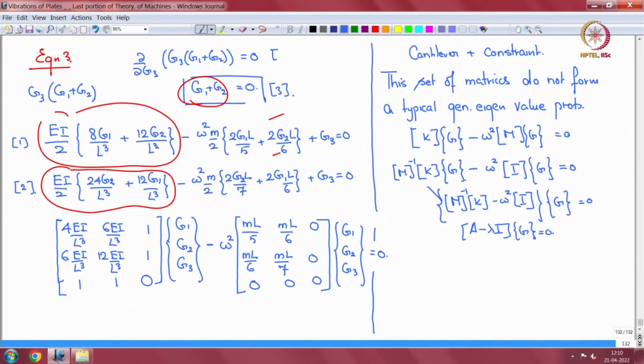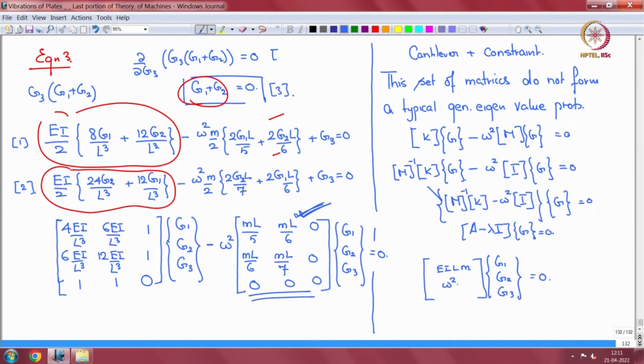However, in this case, if I try to do an m inverse, there is no inverse here. You can't do it because of these zeros. It's just an augmented matrix, yet it can be solved. So you have a matrix now with all properties E, I, L, and M, and omega square, and you have G1, G2, and G3 equal to 0.